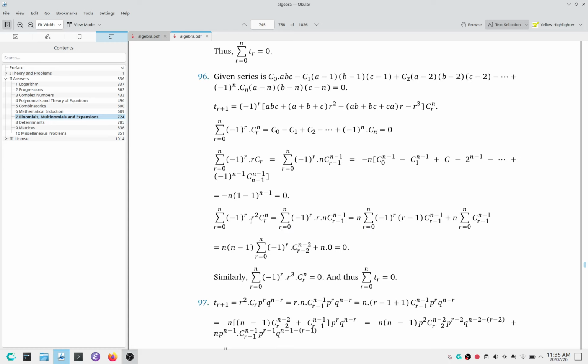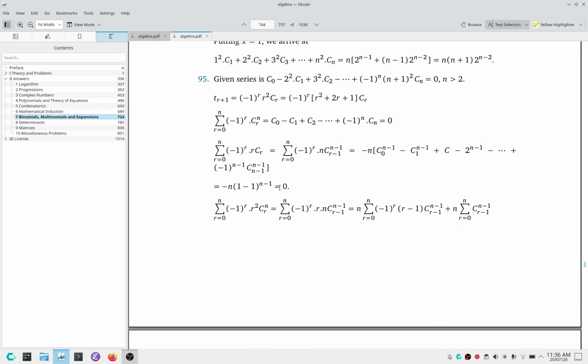So essentially, we represent R square nCR as R times (n minus 1)C(R minus 1), which we further represent as (R minus 1) times (n minus 1)C(R minus 1). And this is further reduced to n times (n minus 1)C(R minus 1), which is again 0. And similarly, R cube nCR is also taken as 0. So the terms abc nCR, R square nCR, R nCR, and R cube nCR are all equal to 0. And that is how the left side sum is equal to 0.